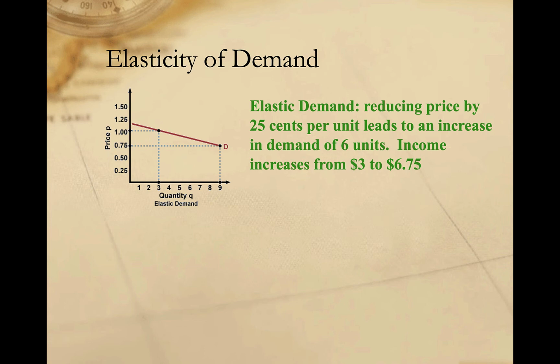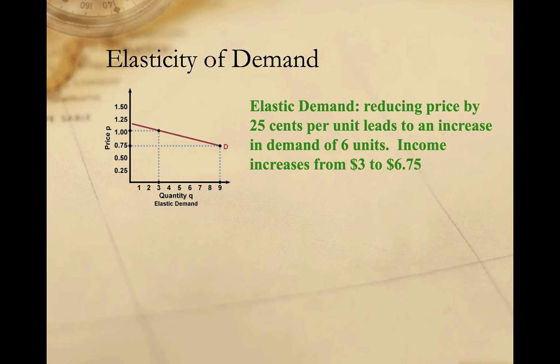In this example of elastic demand, reducing the price of a commodity by 25 cents leads to an increase in demand for that product by 6 units. While we may earn less per unit sold, the total income increases from $3, 3 units at $1 each, to $6.75, 9 units at 75 cents a unit.